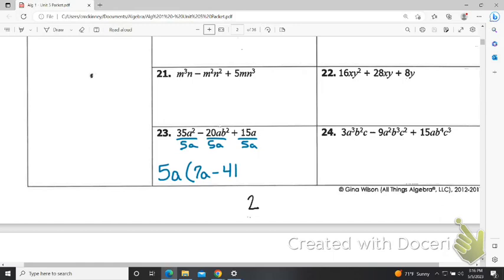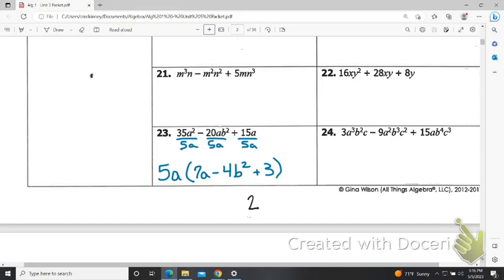No A's, but B squared is still there. 15 divided by 5 is 3. No A's or B's, which is good because they should not all have something in common. Keep in mind it is okay if 2 of them would have A's, but if all 3 of them still had something in common, then we didn't take out a greatest common factor.